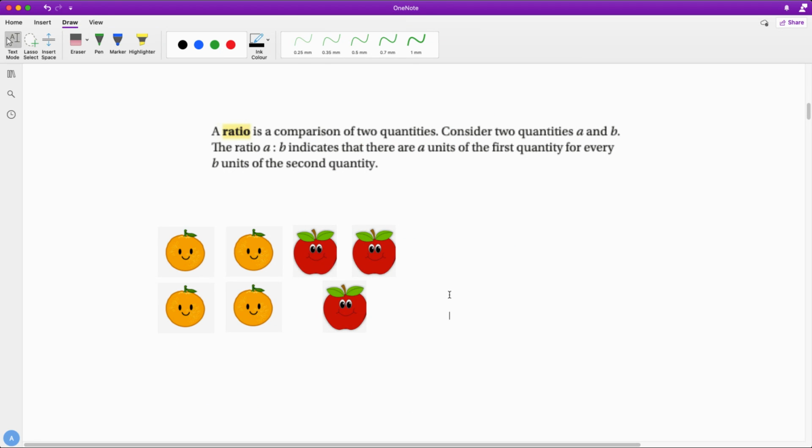All right, so what is a ratio? Let's go over the definition of it. A ratio is a comparison of two quantities. All right, so it's allowing us to look at two different things and compare their quantities, how many we have of them, how many there are of them.